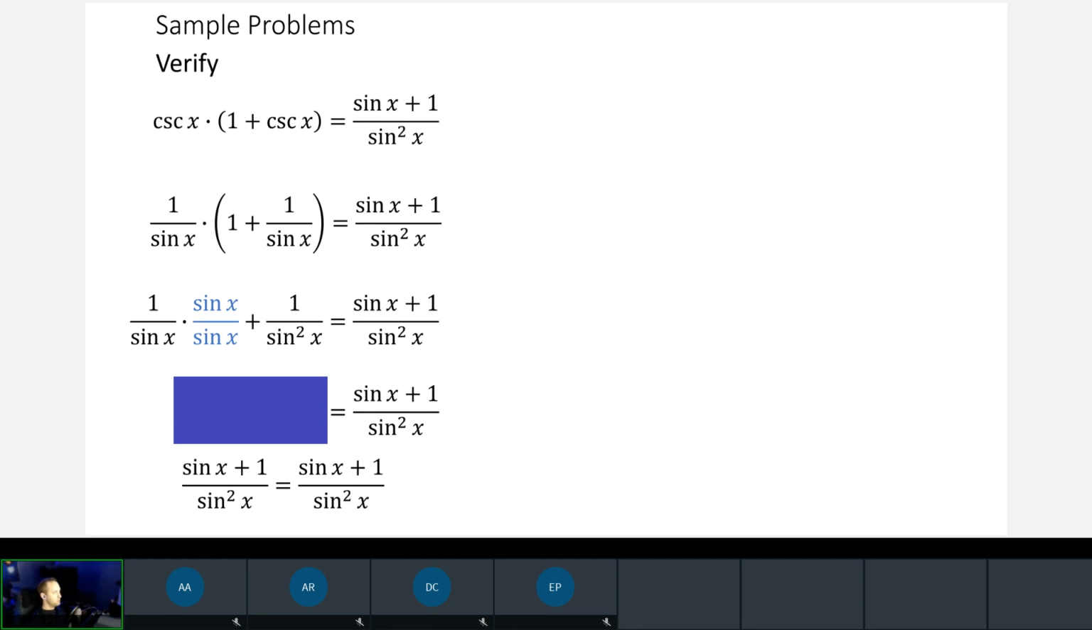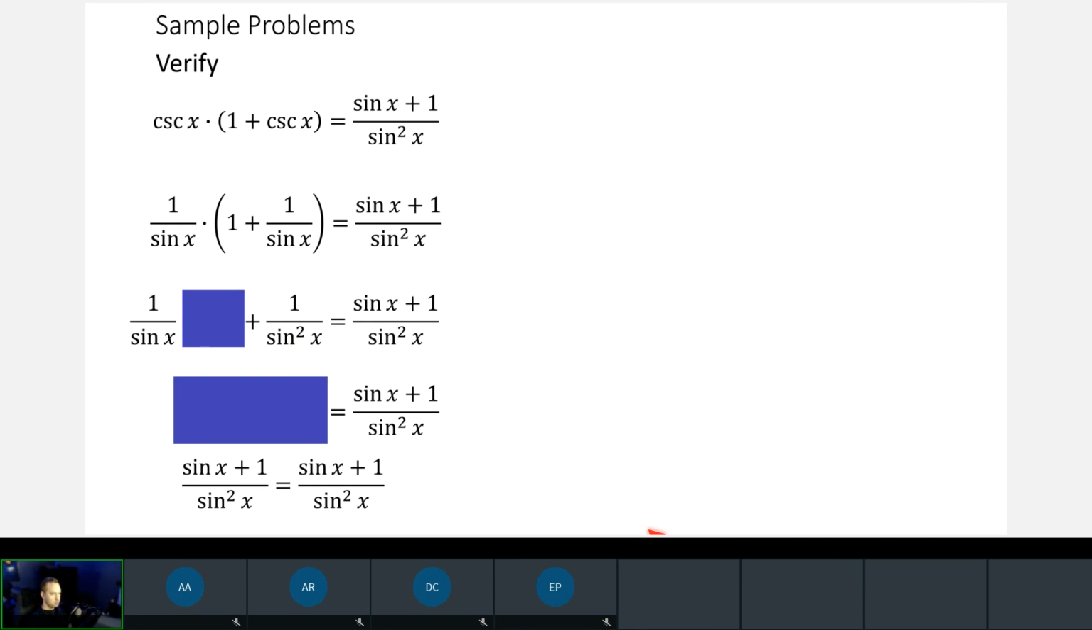Oops, jumping ahead here. So you get 1 over sine of x plus 1 over sine squared of x equals this. Well, the next step, we want to combine. Let me back up a step because I uncovered too much. Okay, so again, this times 1 gives you this. This times this gives you this. So we should be good on this step.